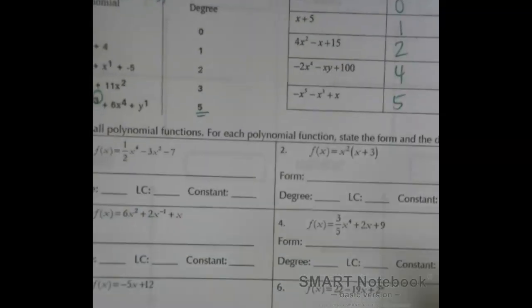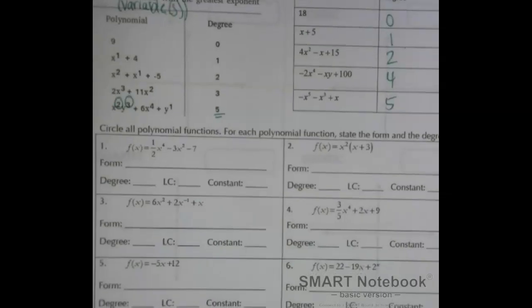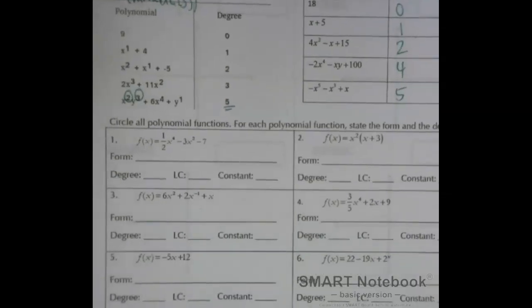All right, for the bottom portion, I might have to zoom out a little bit. This one says circle all of your polynomial functions, and then for each polynomial function, state the form and the degree. So we're going to label a few things.